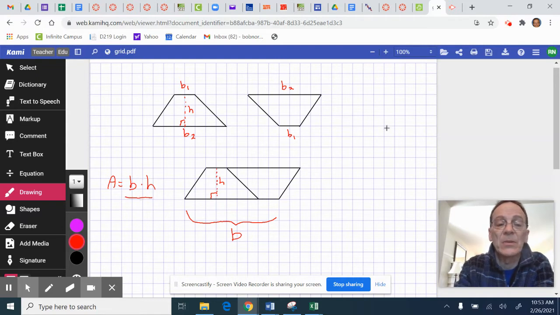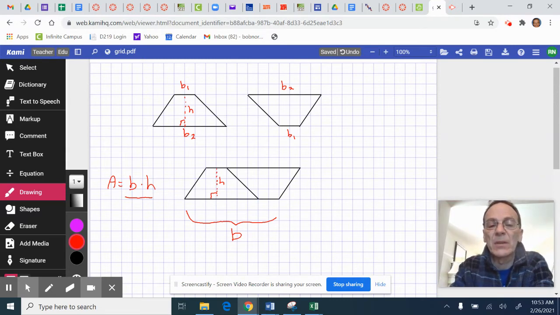So here's a parallelogram. I've outlined the base, I've outlined the height, and I've drawn a line passing through the middle of this parallelogram to split it up into two congruent pieces. And each one of those pieces is a trapezoid, which I've drawn at the top of the page here.